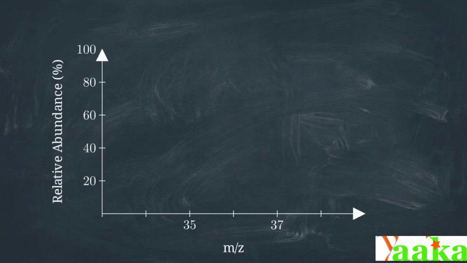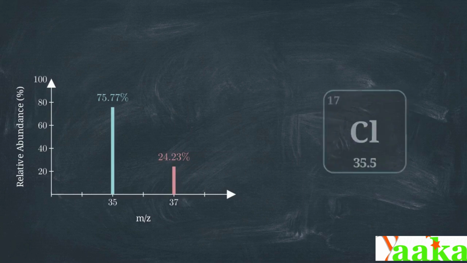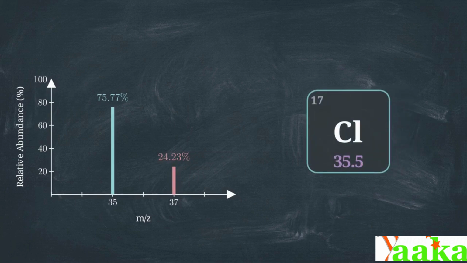This graph shows the mass spectrum of a natural chlorine sample. You'll notice two distinct peaks at mass-to-charge ratios of 35 and 37. Because chlorine exists as these two different isotopes, the relative atomic mass you see on the periodic table isn't a simple whole number. We have to calculate a weighted average.